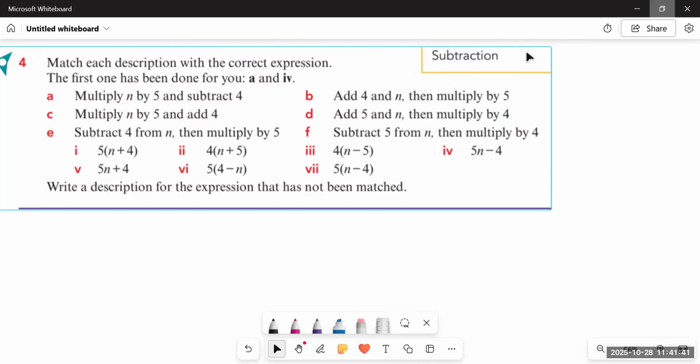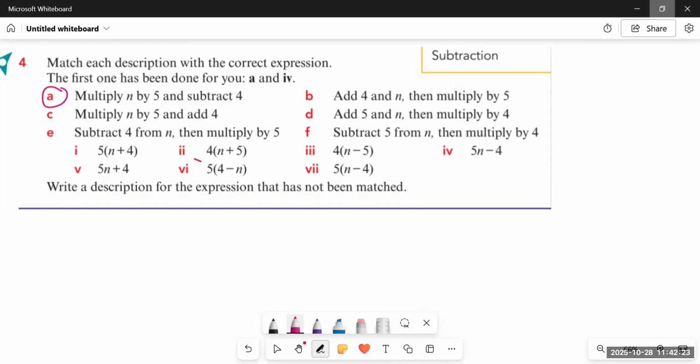So here in question number 4, it says match each description with the correct expression. We are provided with 6 descriptions, 6 statements from A to F, and we just have to match these statements with the correct expressions from part 1 till 7. So there is a total of 6 descriptions and 7 expressions. It means one expression is extra. For this one, we have to write down a description for the expression that has not been matched with any of the given descriptions. So the first one has already been done. It says that A matches with number 4.